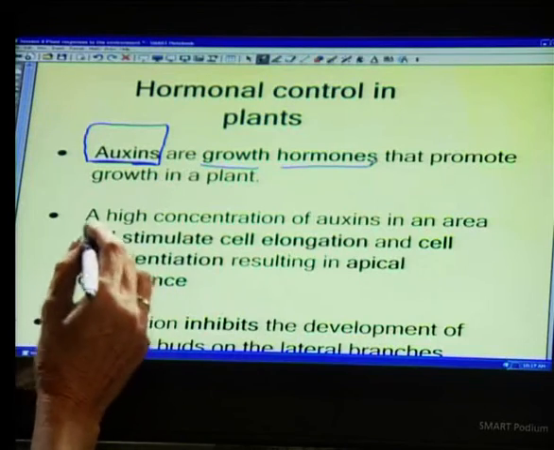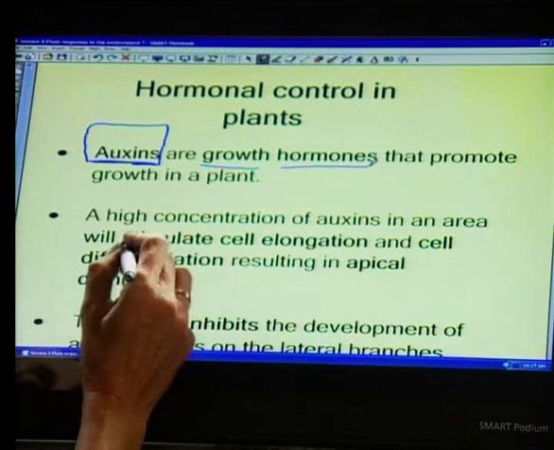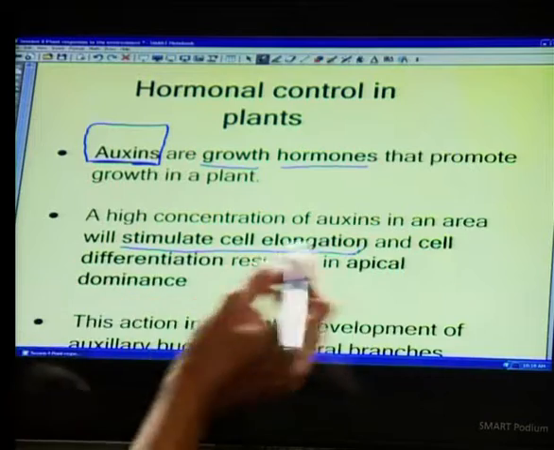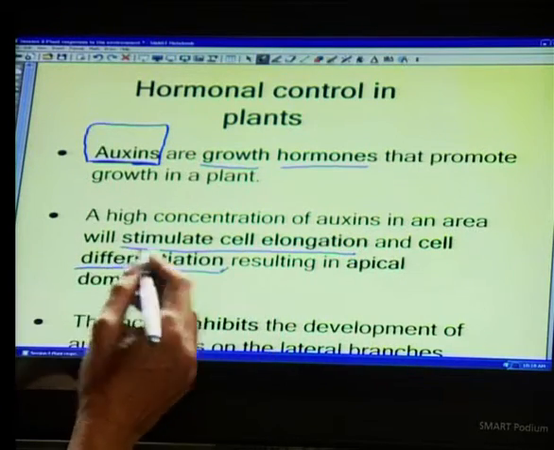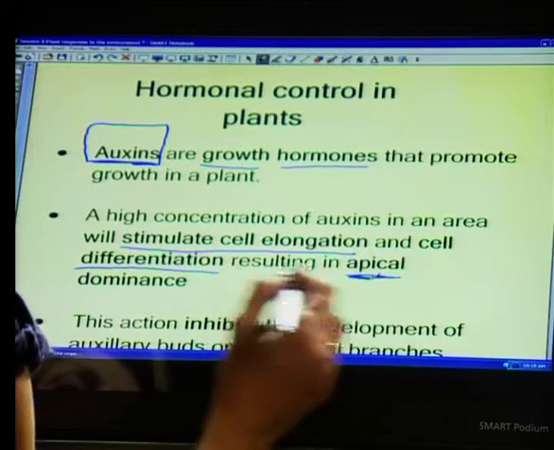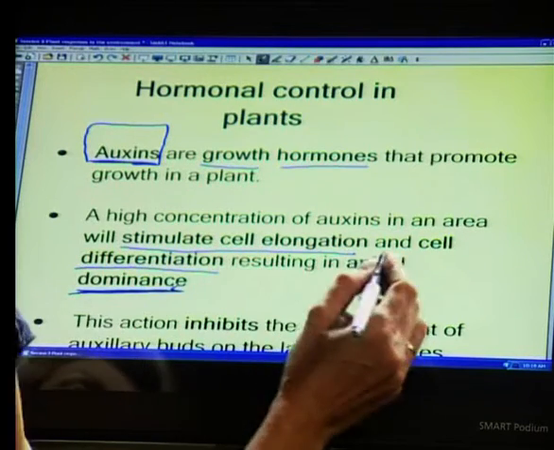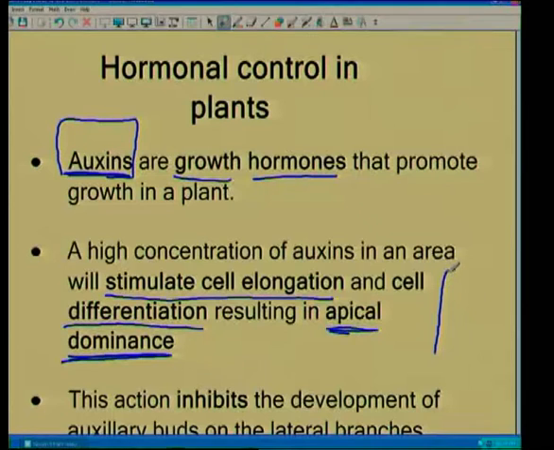All right, so a high concentration of auxins in an area will stimulate cell elongation and then clearly cell differentiation, which means the cells become specialized and develop, resulting in apical dominance. Now, the apical bud is what you're going to find at the very tip of a stem. So your apical bud will sit here. And where's your growing point? That there is your growing point. It's the tip of the stem. That's the growing point. That is your apical bud. And what do we want?